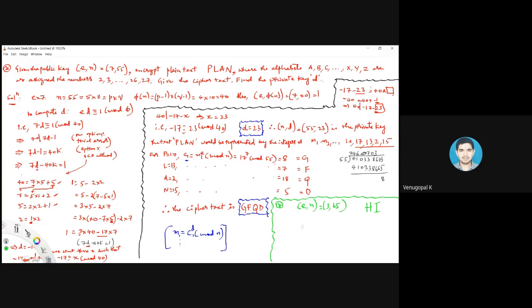Alphabets are assigned 2 to 27. Everything is same. I'll just put dot dot wherever the question is same. So, give the cipher text and find D. Okay, everything is same. I'll just underline by green color here. This is changed. This is changed. Everything else will be same, the question. So do solve it and let me know the answers.